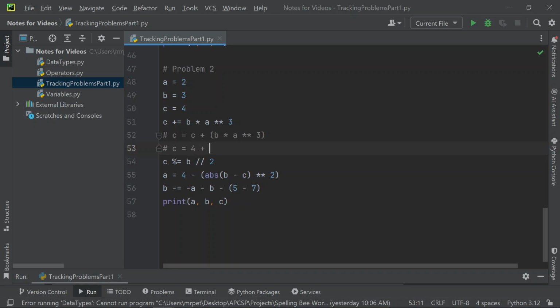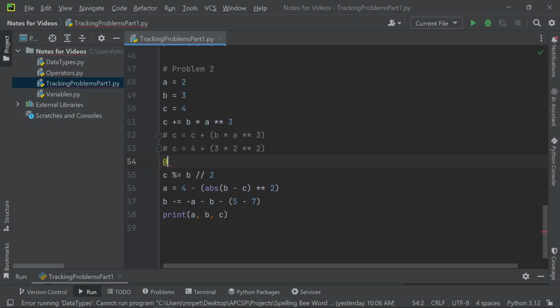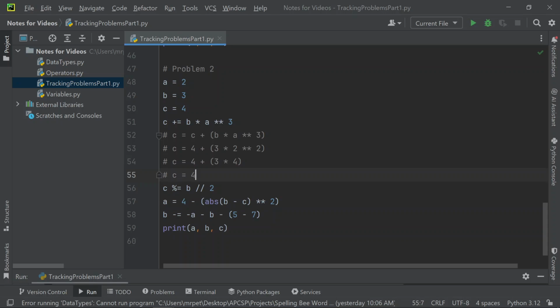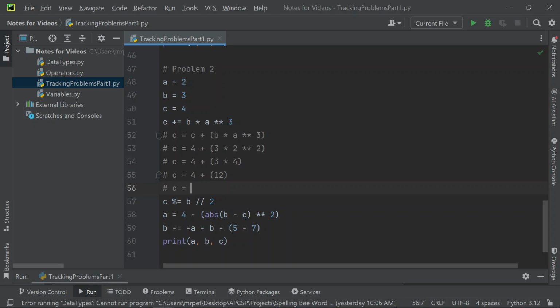Okay, what's C now? C is now 4, so we're substituting values. B is 3, A is 2. We do our exponents first, so 2 raised to the second power is 4. Then we'll do the inner parentheses to get 12. Then we'll do this last part to get 16.